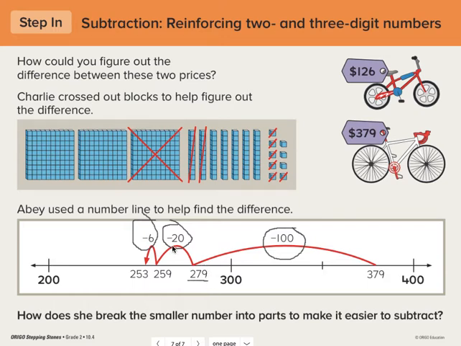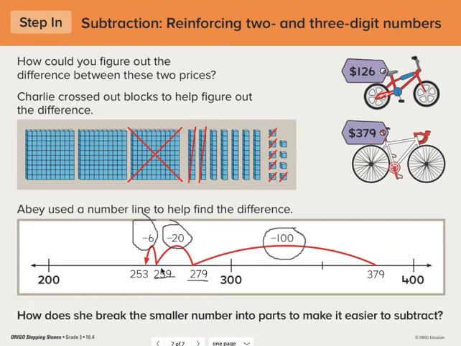279, take away 20. Okay, I can do that, right? I know that I won't have to deal with the ones or my hundreds. I can just worry about taking two groups of 10 away from my 279. In a snap, I can figure out that that is 259. And then from 259, taking away 6 is not that hard. I don't have to worry about my tens or my hundreds. I can just take away 6 ones.